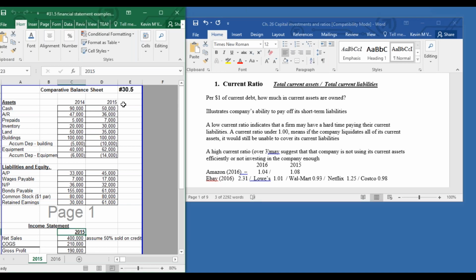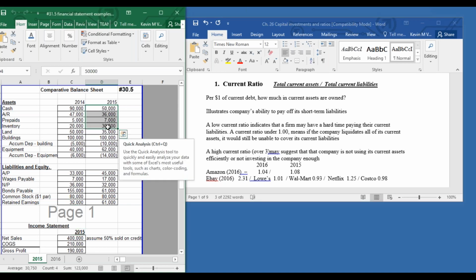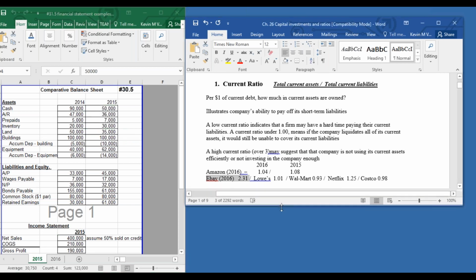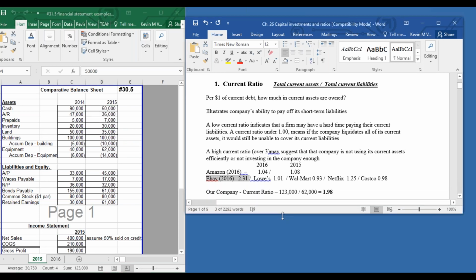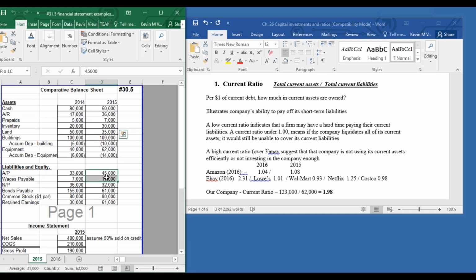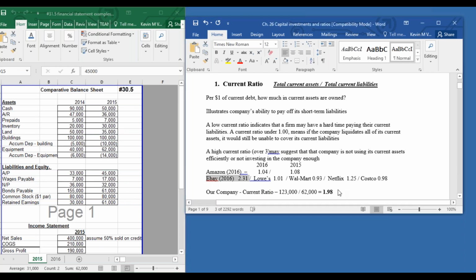All right, when you add up all of your current assets, if you take cash all the way through inventory, you should get $123,000. And then we're going to divide that by our current liabilities, accounts payable and wages payable. So my company is more of an outlier, kind of like eBay. I have a pretty high current ratio, which is good. For every $2 of assets I own, I only owe $1 of liabilities. That's nice.